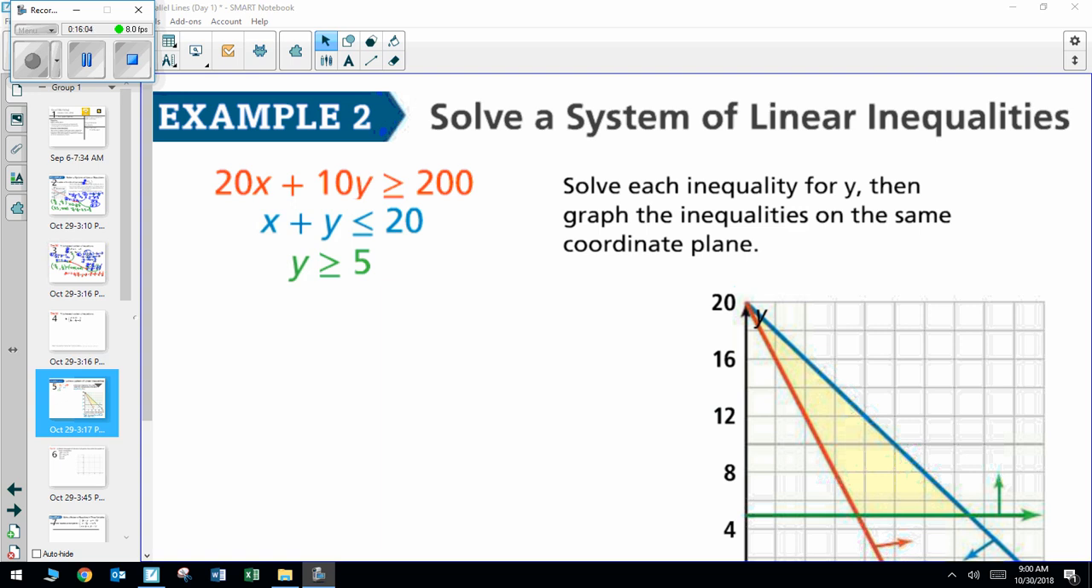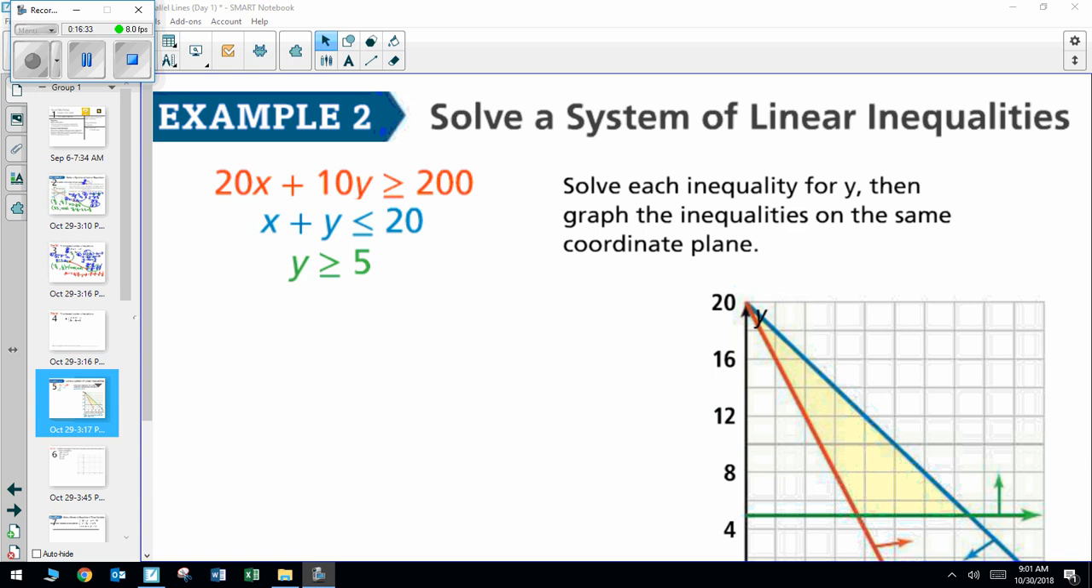So if we want to solve a system of linear inequalities, the steps are we have to solve it for y, right? We want to get it in slope-intercept form so we can plot the intercept, the slope. So we solve it for y, so we get it in slope-intercept form, and then we just graph them all on the same coordinate plane. So if I want to solve these for y, this bottom green one is already solved for y.